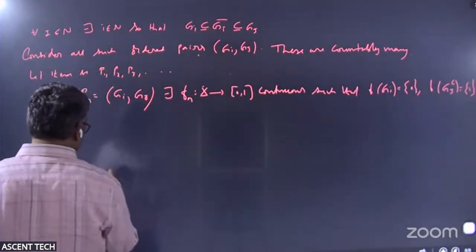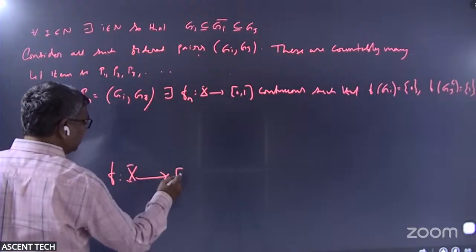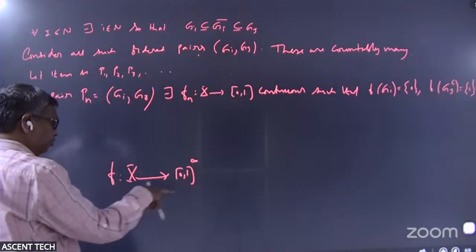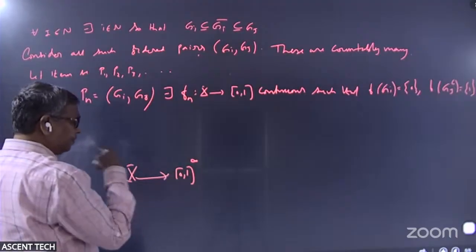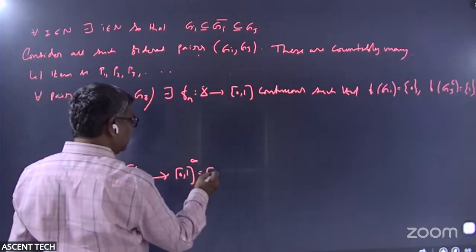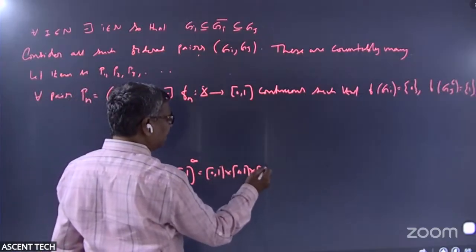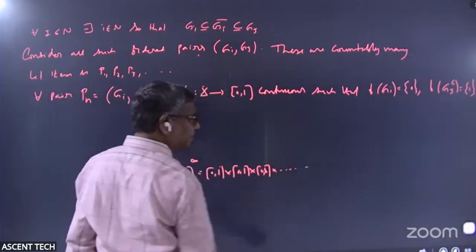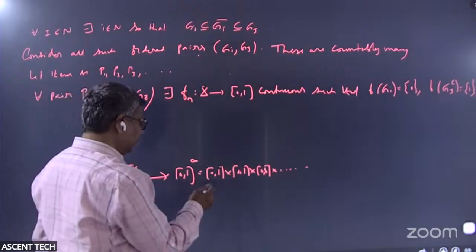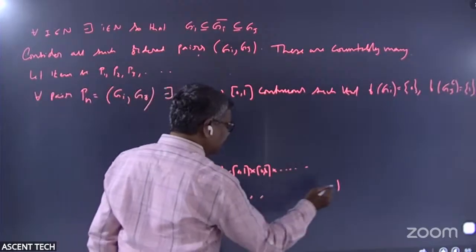I'm really trying to look for a homeomorphism from X to [0,1] to the power of infinity. Each element should be mapped to an infinite sequence in [0,1]. What is this? This is nothing but [0,1] cross [0,1] cross [0,1] ad infinitum. So an X will be taken to infinitely many entries here like that.